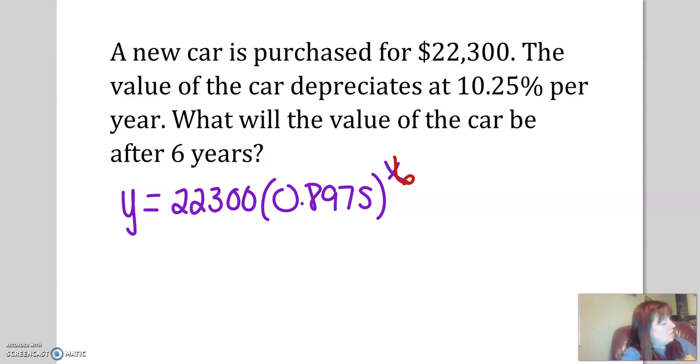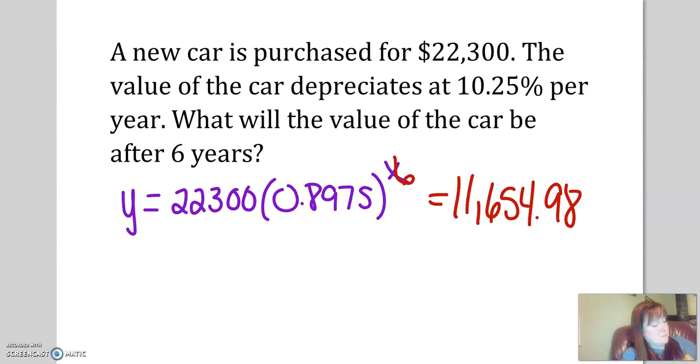Oops. You know what I did? I didn't put my 89.75 as a decimal in my calculator, so I got something with 16 places. That doesn't make sense, right? You get this huge number and if your number doesn't make sense, don't report it. Go back and check, okay? So I got 11,654.98, and since this is money, we're going to report it with 2 decimals because money has cents. So that's how much the car is worth after 6 years.